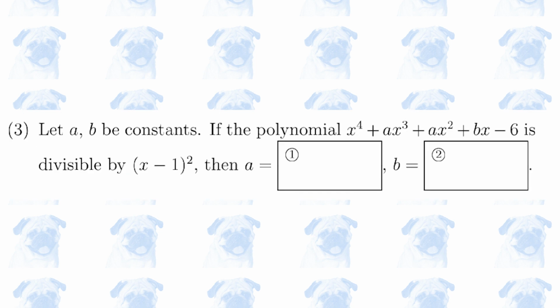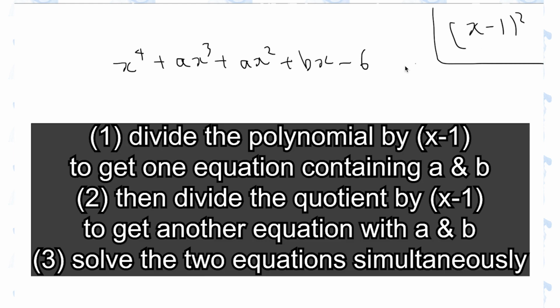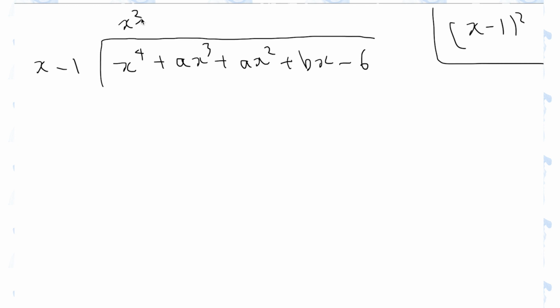Number 3. In this question, we are told that this polynomial is divisible by this. So let's first of all divide this polynomial by x minus 1. x cubed times x is x to the 4th power. x cubed minus 1 is minus x cubed. A minus minus 1 is a plus 1.